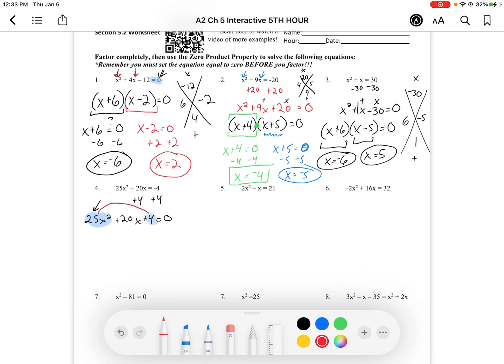So we take a times c, 25 times 4, which equals 100. So we're looking for ways to multiply to 100 and add to 20. That'd be 10 and 10.